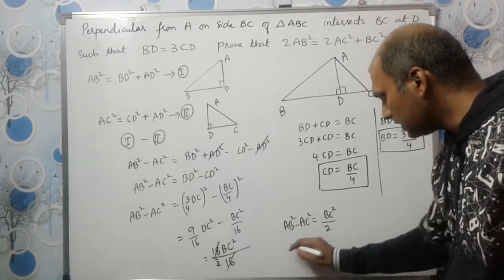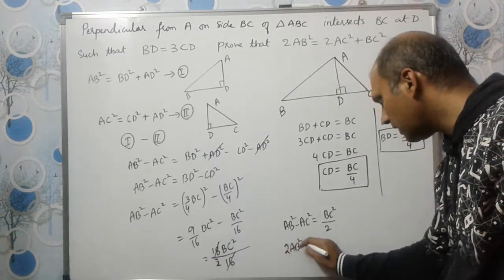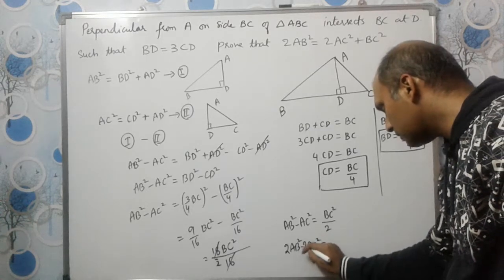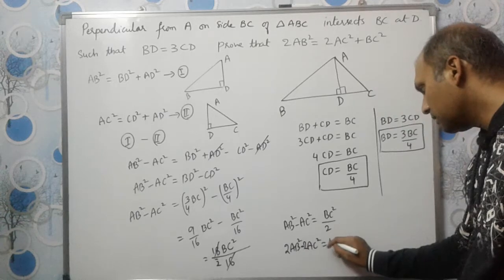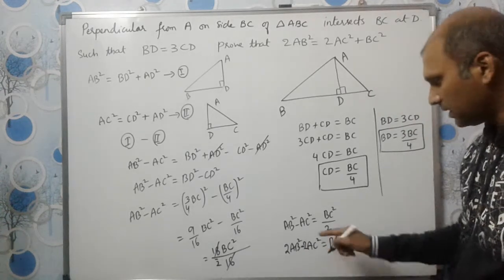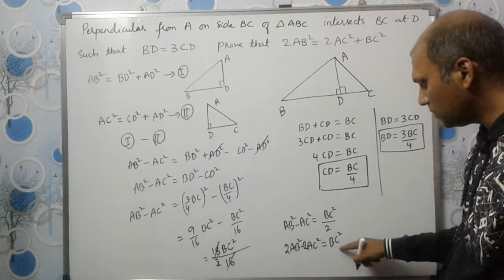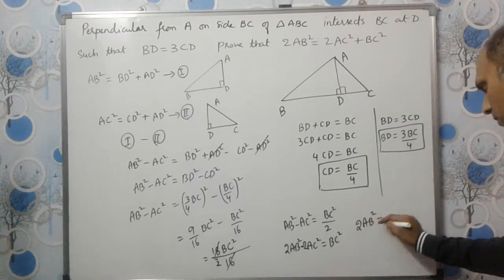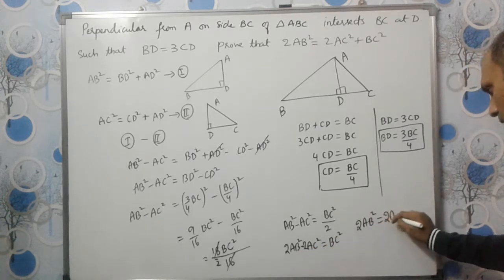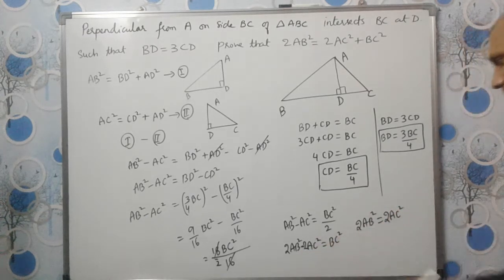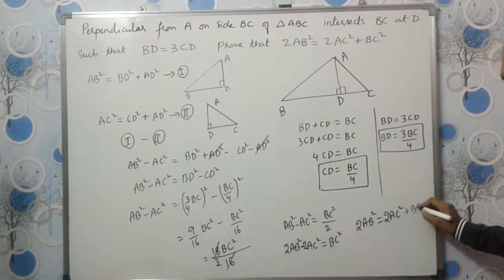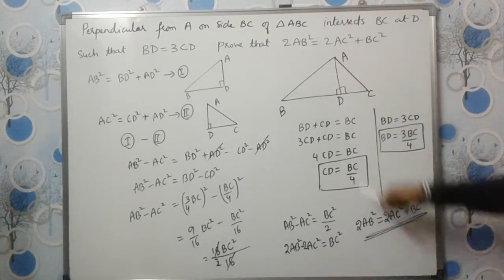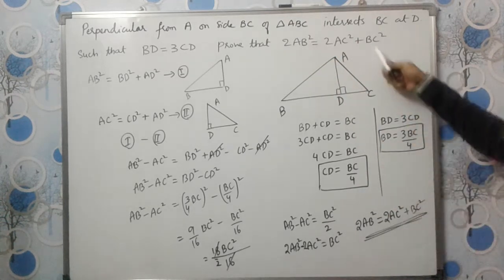Now if you send 2 on the other side, it will multiply with AB square and it will multiply with AC square. So 2AB square minus 2AC square, BC square will come here. Now if you rearrange this, if you send 2AC square on the other side, what is the result? 2AB square is equal to 2AC square, this minus went on the other side, became plus BC square. See, we needed to prove this only: 2AB square is equal to 2AC square plus BC square.